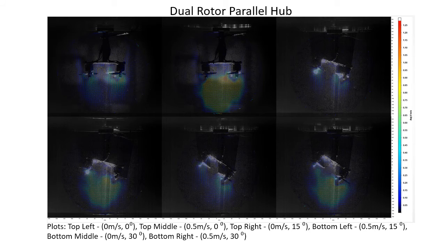The next set I wanted to show is the dual rotor configuration in parallel to the crossflow with the laser plane position at the rotor hub. For these test cases, you can see the increased velocities for the inflow. You can also notice a distinct dead region over each of the rotor hubs, and this would be an ideal, small placement for sensors.